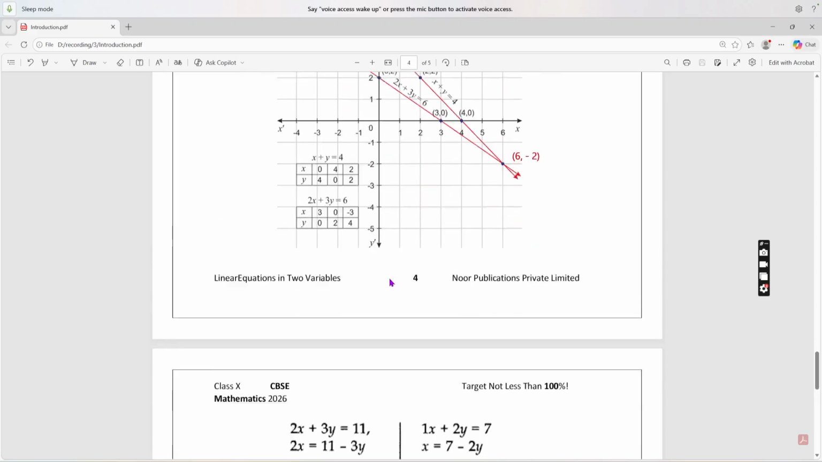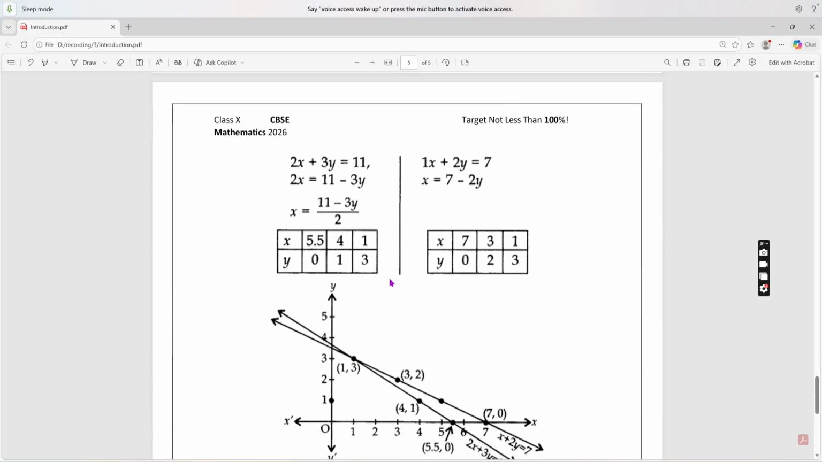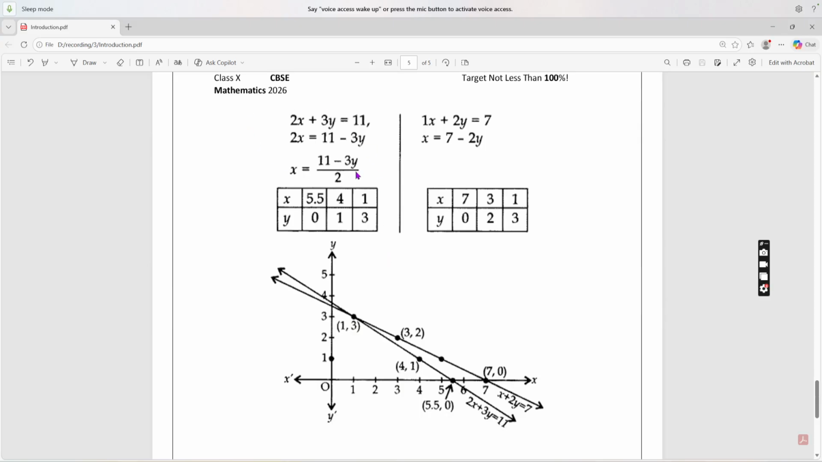I hope you get this. Okay, one more thing I am showing to you. Why am I taking this data? Because here we are getting something in the denominator which is 2. This is the problem. Now, can we write 2x plus 3y is equal to 11 as 2x is equal to 11 minus 3y? So, x is equal to 11 minus 3y upon 2.